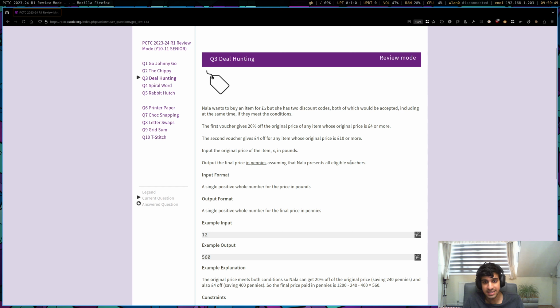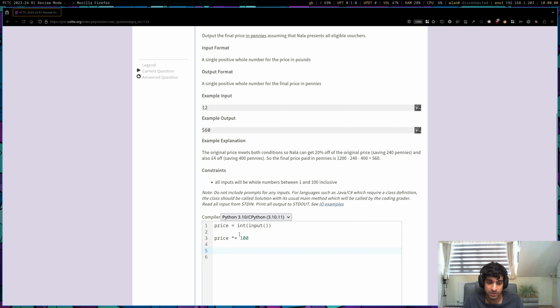The way we're going to do this, and I think this is the easiest way, is we're going to first check if an item is £10 or greater. If it is, we're going to do both vouchers. Then we're going to check if an item is £4 or over, and if it is, we're just going to do that one. Otherwise, we're going to do none of them.